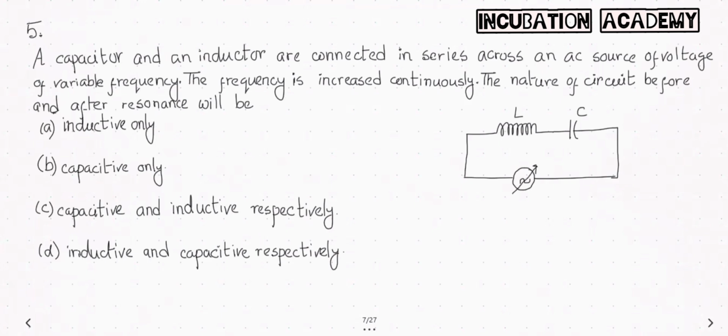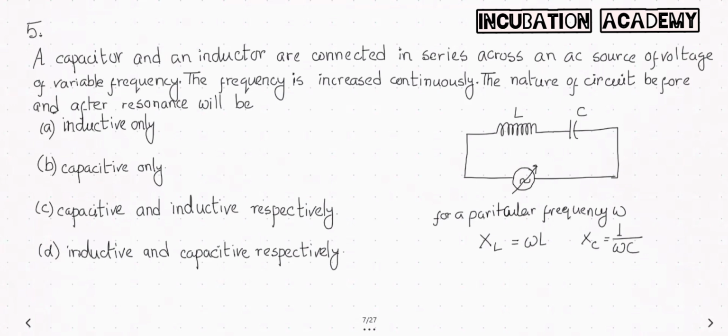Till now, we have basically used some AC source whose frequency is fixed, but now its frequency is changing. Now, for a particular frequency omega, what is the value of the reactance of L? The reactance of L, XL, is omega L. The reactance of the capacitor is 1 by omega C.